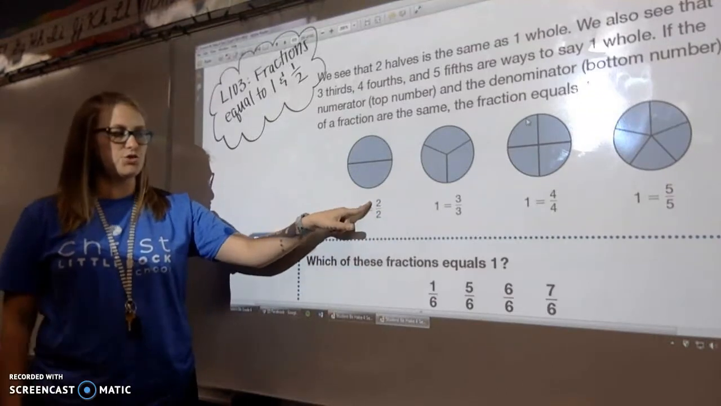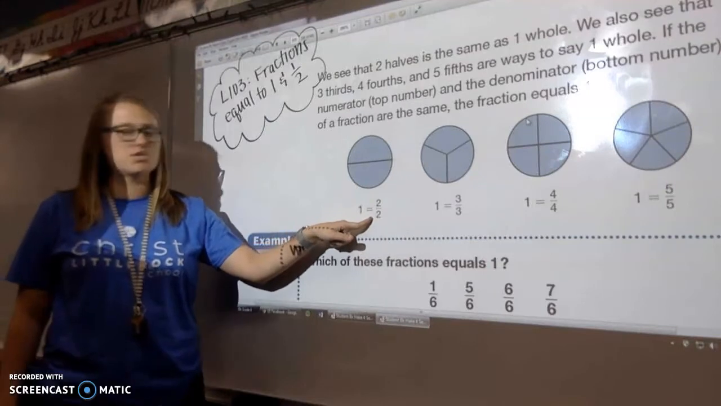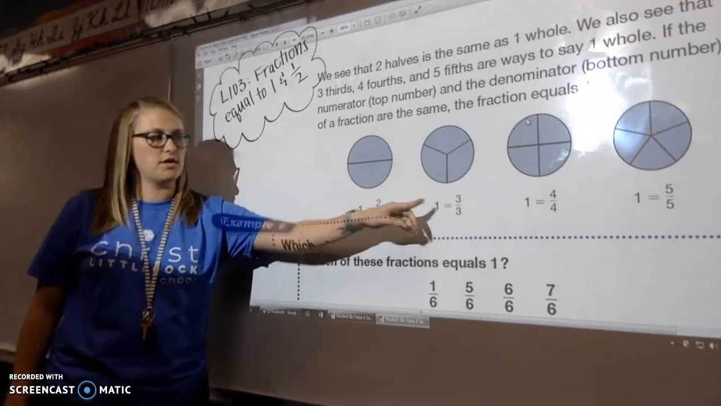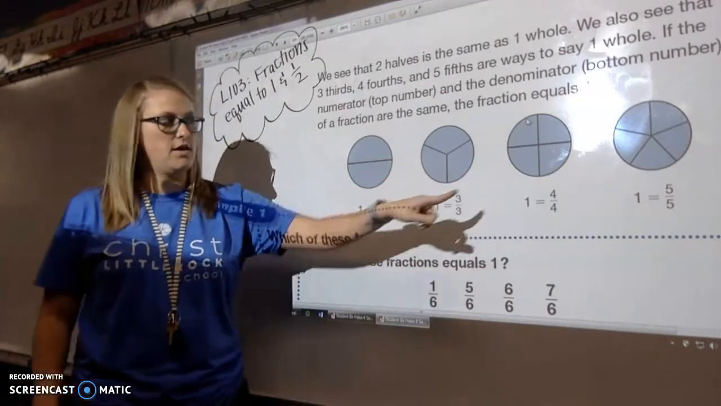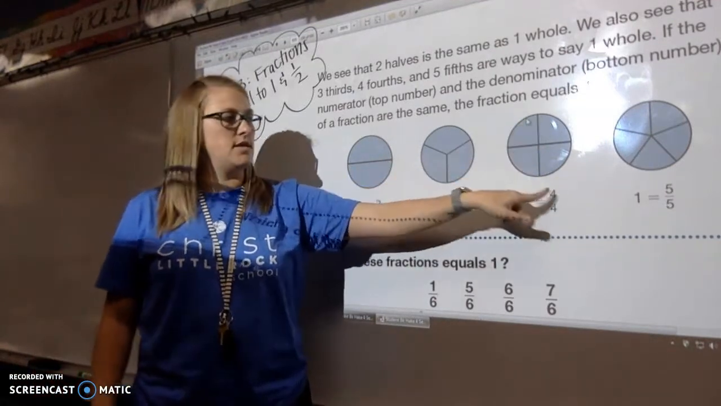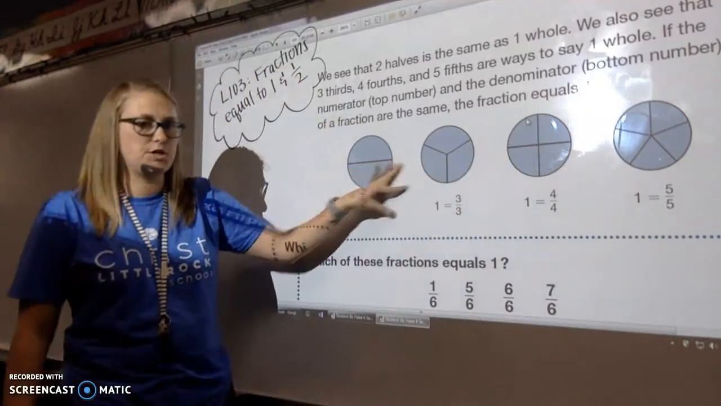So for instance, 2 of the 2 pieces are shaded in. 1, 2, the whole thing. 3 of these 3 pieces are shaded in. So the whole thing is shaded. 4 of the 4 pieces and 5 of the 5 pieces. This should be a review.